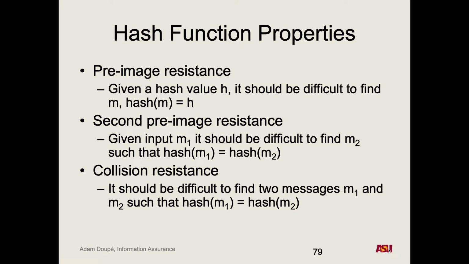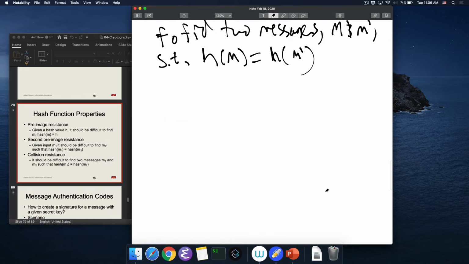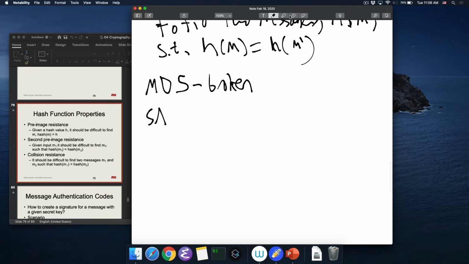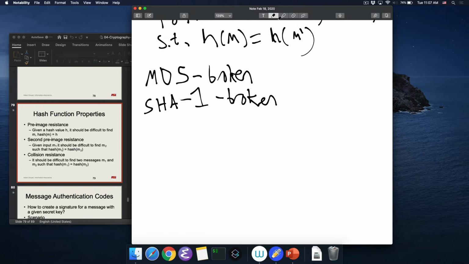Let's see, some other important things about hash functions. MD5 is a famous one that's definitely been broken. I think SHA-1 has also been broken, but we can talk for a second about what this means in a cryptographic context. I think SHA-1 uses 256 bits? No, maybe 128 bits, doesn't really matter.